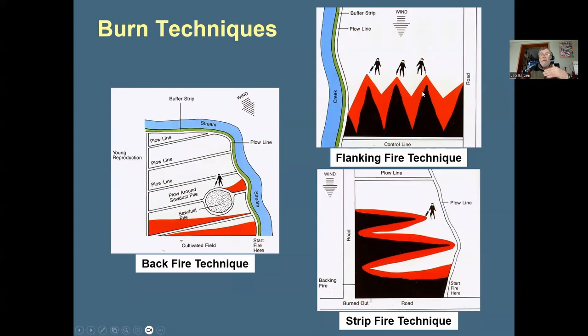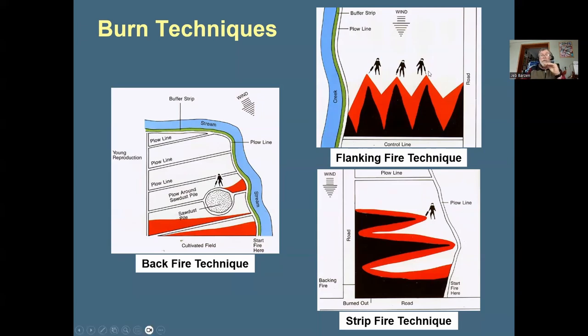And so you can burn this more efficiently, and one of the advantages of a flanking fire technique, for example, is that you don't have animals that get captured within a ring, and you can burn it out faster than you would with a backing fire technique.